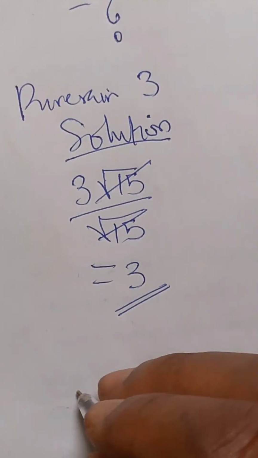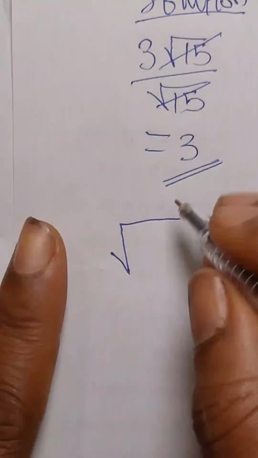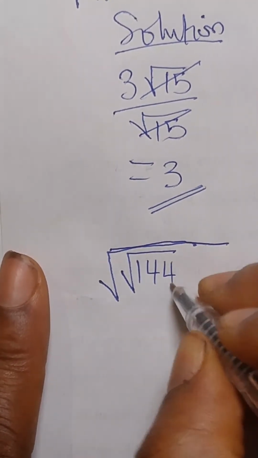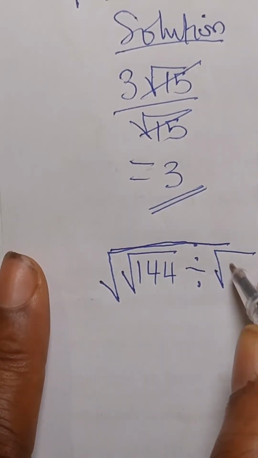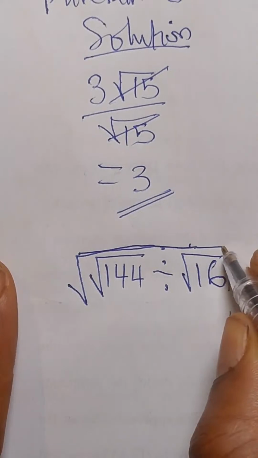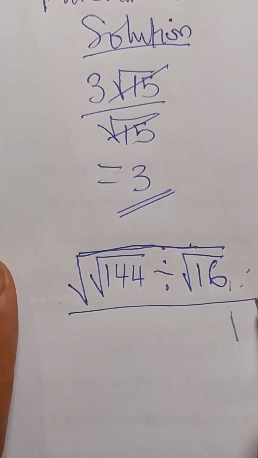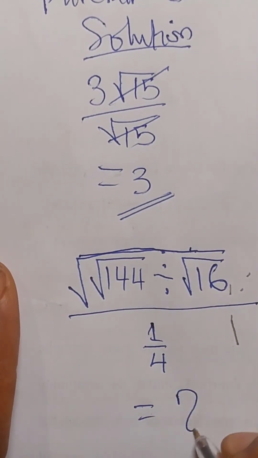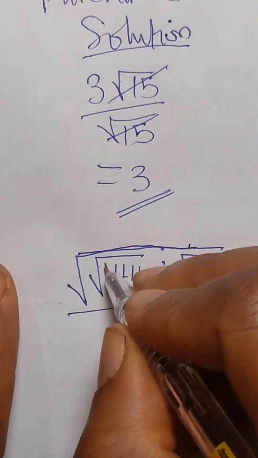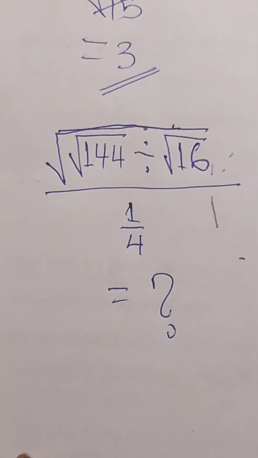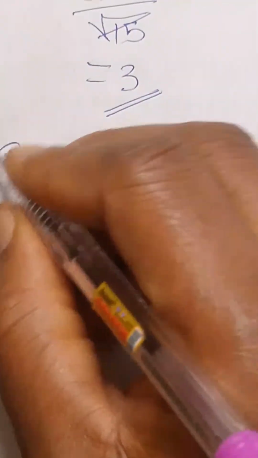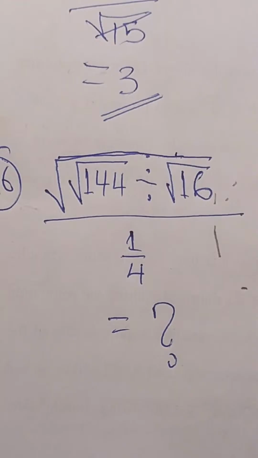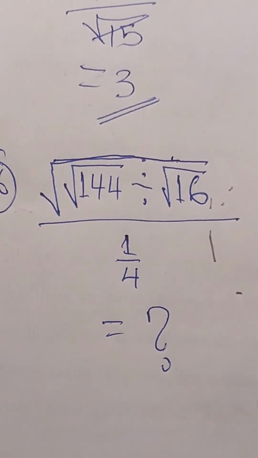So let's solve this one. Square root of 144 divided by square root of 16, all over 1 over 4, is equal to what? That is question number 16. Square root of 144 divided by square root of 16, all over 1 over 4, is equal to what?